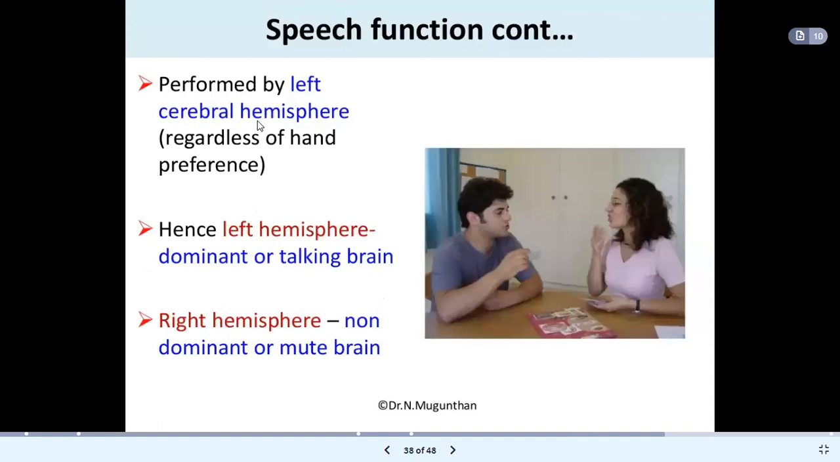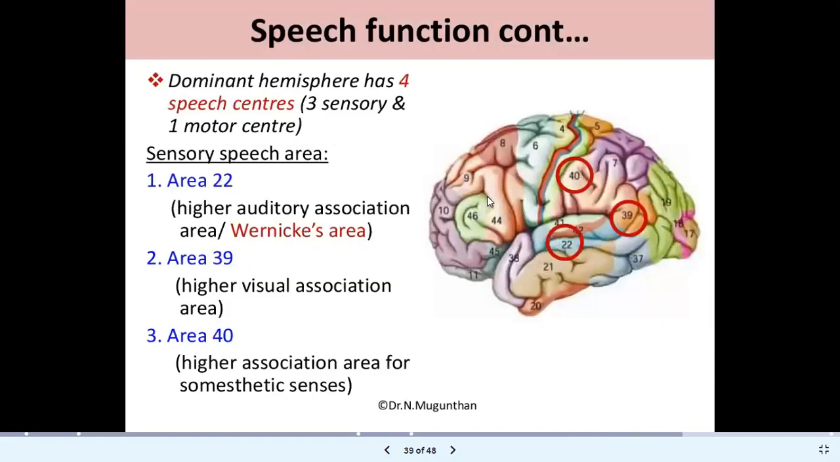Now, speech function is performed by the left cerebral hemisphere regardless of hand preference. Hence the left hemisphere is dominant, the talking brain. The right hemisphere is non-dominant, and you call it the mute brain. Then, for speech function, like area number 22, the dominant hemisphere has 4 speech centers: 3 sensory and 1 motor.